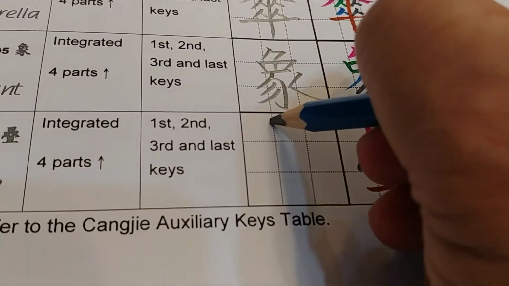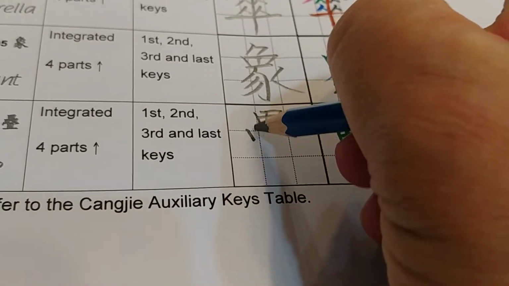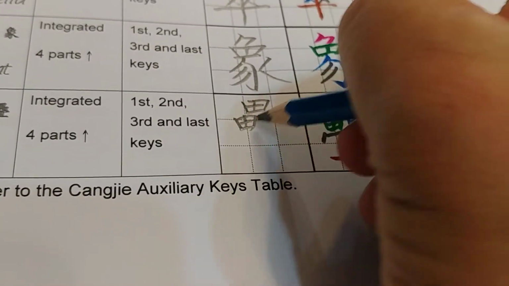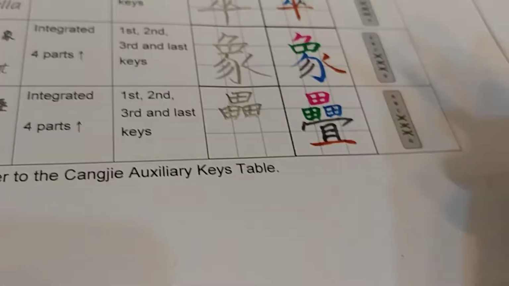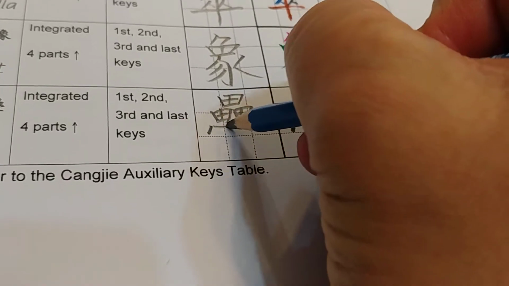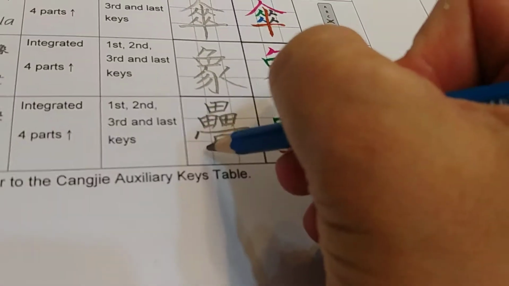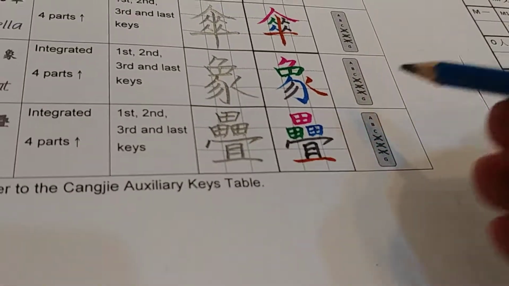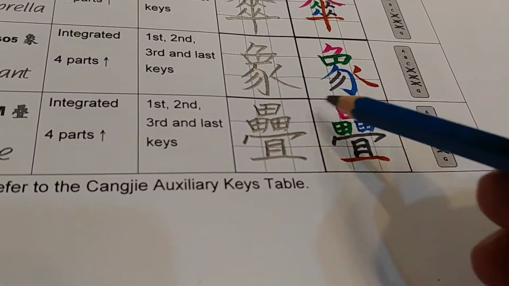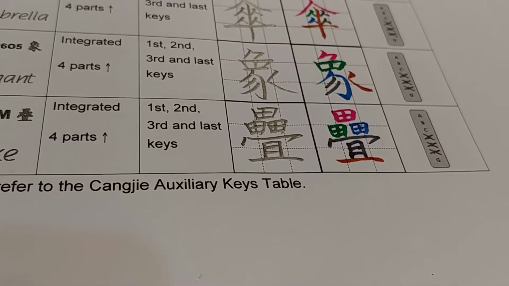And the last example we have here for the integrated structure, you can see 3 W's here. And this is not counted. This is not counted. But the last horizontal line is the last key. So we have 3 W's and M for this word.